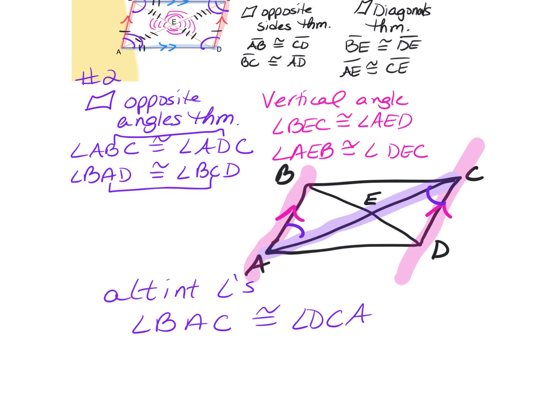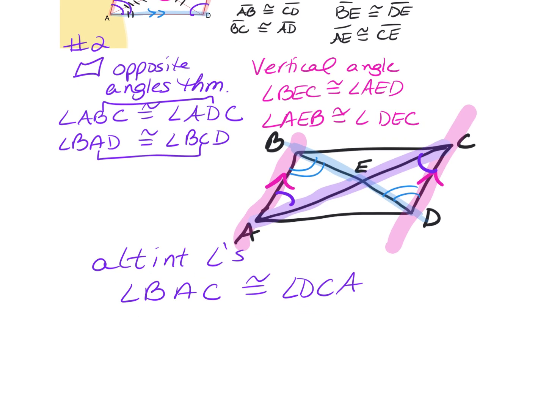Then if I use the same parallels, but now let's use BD as the transversal. Now it makes angles right here that are congruent. So then now what I can state is that angle ABD is congruent to angle CDB. And these are alternate interior, and that's using AB and CD as being parallel.